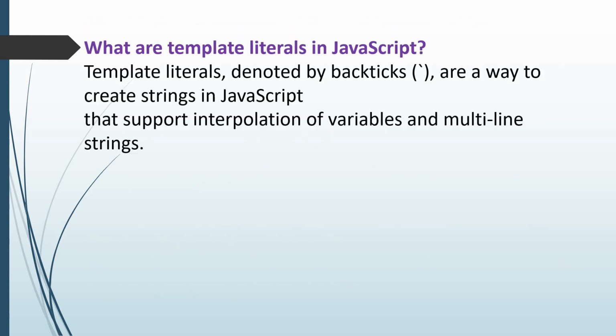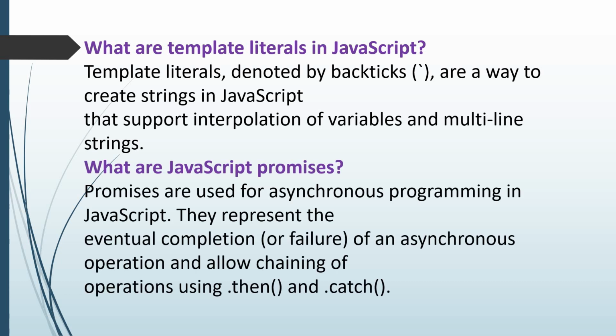Now, what are template literals in JavaScript? Template literals, denoted by backticks, are a way to create strings in JavaScript that support interpolation of variables and multi-line strings. And what are JavaScript promises? Promises are used for asynchronous programming in JavaScript. They represent the eventual completion or failure of asynchronous operations and allow chaining of operations using then and catch.